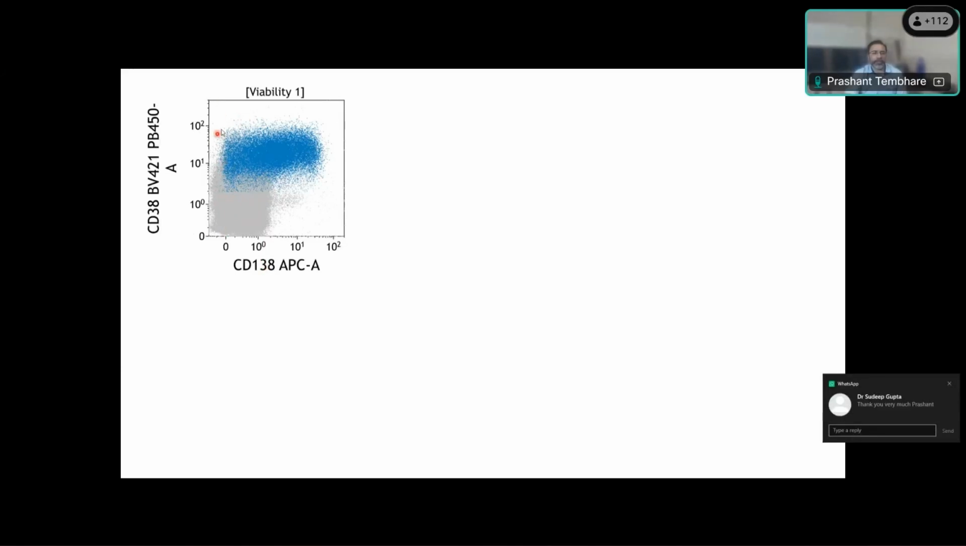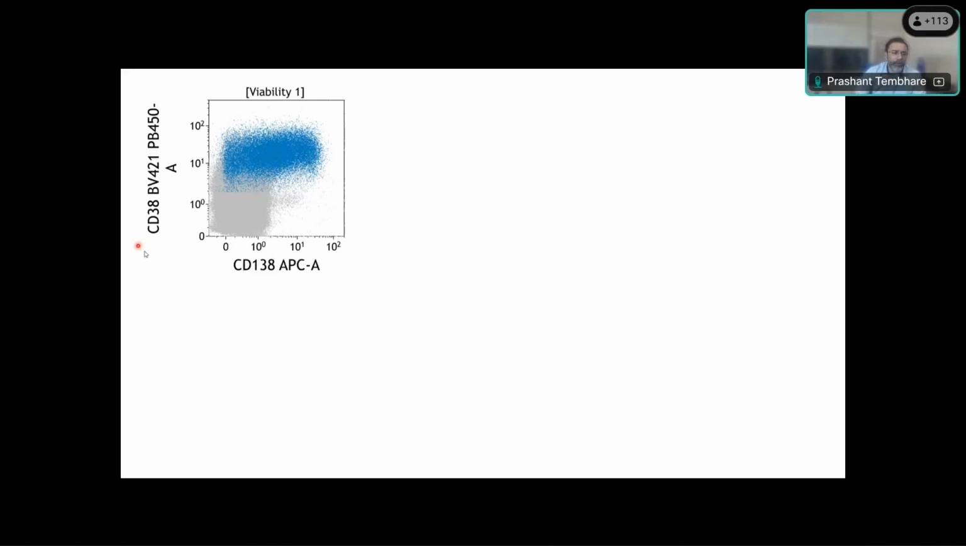You can see there are blue dots which are above 10 raised to power 1 on the logarithmic scale. That means positive for CD38. In fact, it is strongly positive. In the same way, the cells which are above 10 raised to power 1, above these gray dots, are positive for CD138. So this is a simple reading of these dot plots.